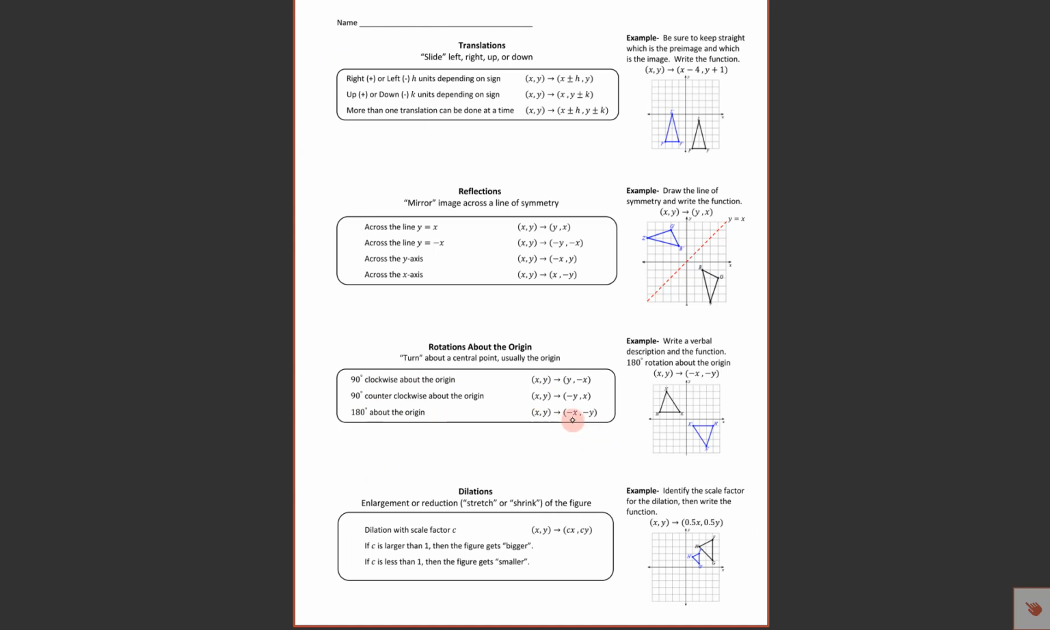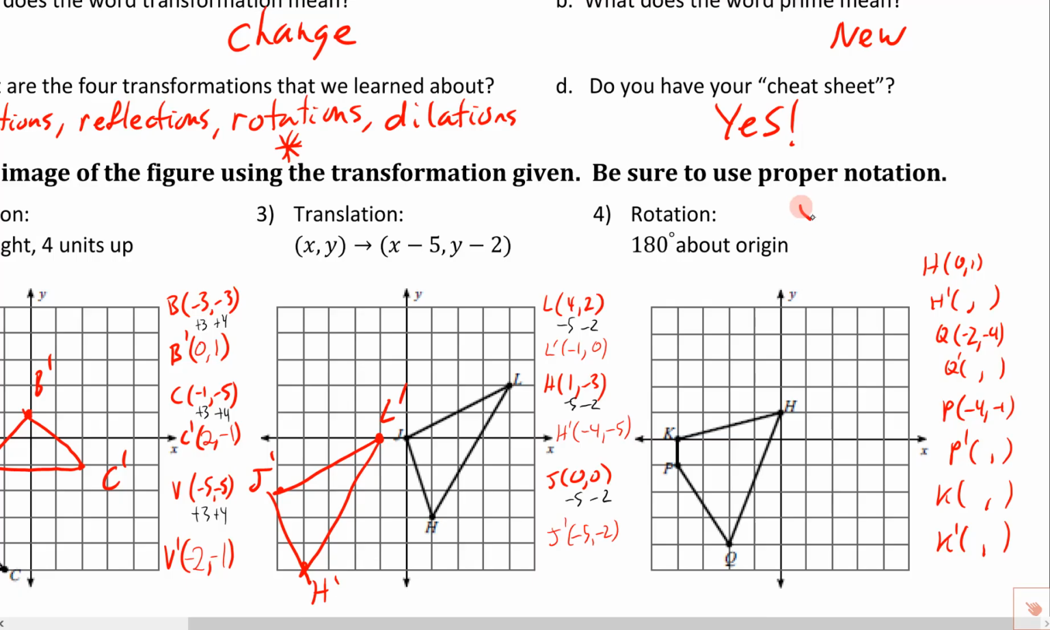We're going to take every x coordinate, change the sign, every y coordinate, change the sign. That's all that we need to do. So I'm going to write x, y, and then we're going to change it to negative x comma negative y. Now I'm going to come down here. I think I got most of these written down. I didn't write down K.